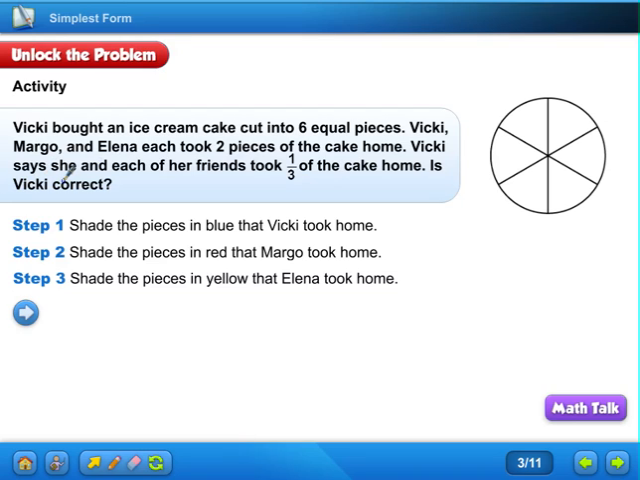Vicky says she and each of her friends took 1/3 of the cake home. Is Vicky correct? Okay, so we need to know if they took 1/3 of the cake home. Is she correct? Because that's what she's saying. It's cut into 6, and each person took 2 pieces home, and it's cut into 6 equal pieces.